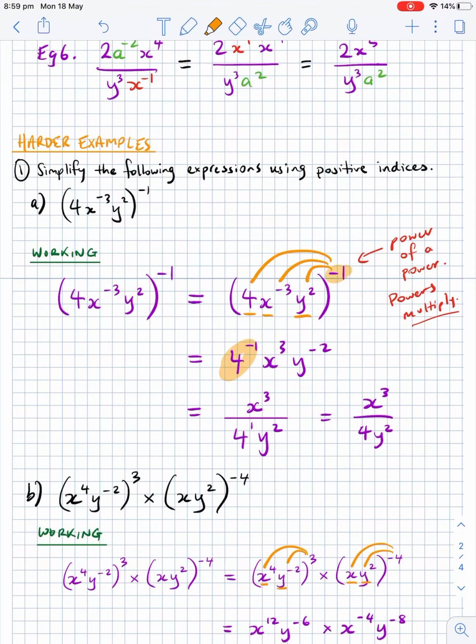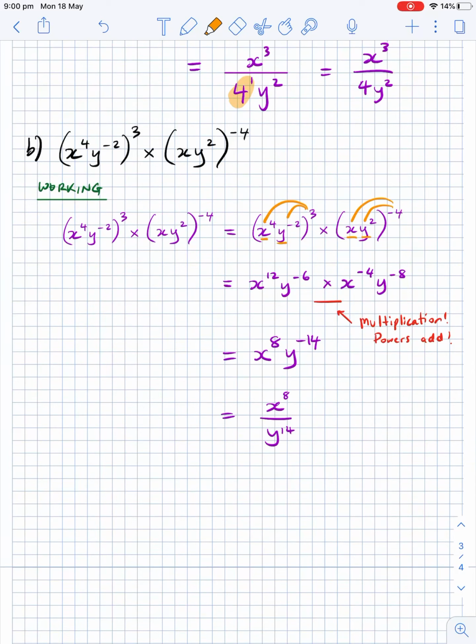Now remember, anything that's powered to a negative number, now that we've got rid of our brackets, is going to move from the top down to the bottom. They're all over 1 at the moment, they're all on top. The bases with the negative power are going to be pushed down to the denominator. So 4 to the power of negative 1 becomes 4 to the power of 1 down the bottom. And y to the power of negative 2 becomes y squared, positive 2, down the bottom. And 4 to the power of 1 is just going to be 4 down the bottom. So that's our final answer right here.